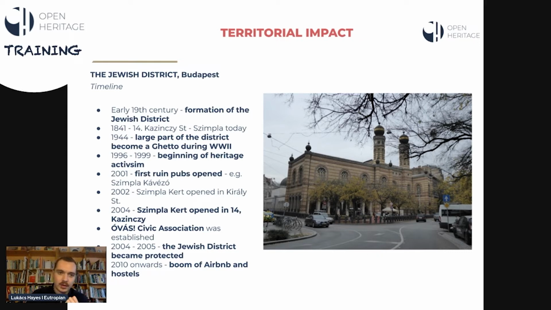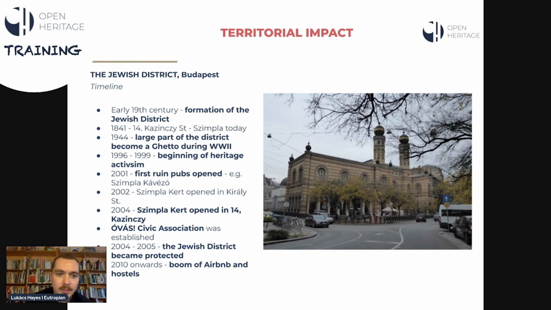was built in 1841, as most of this area was built around that time. During the Second World War, it became the ghetto within the city, so Jews were segregated in this part of town, and many of its buildings were either partly destroyed or ruined during the war.